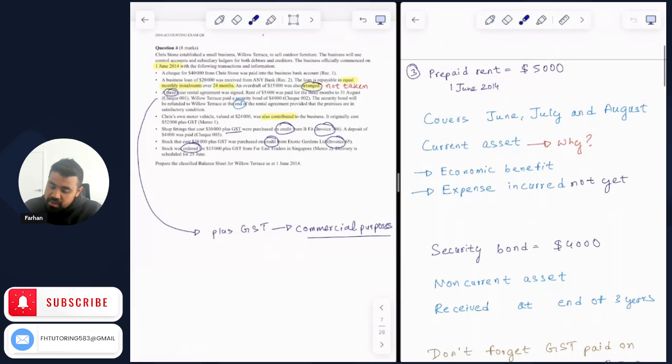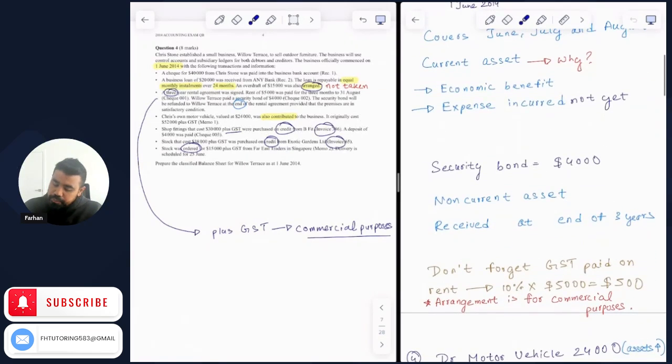So what about the security bond of $4,000? This forms the definition of a non-current asset because we are receiving this at the end of the next 3 years. So even in Australia, when you are renting a house, you have to pay a security deposit, right? So when your lease expires and you are about to move out, you can get that deposit back. So this is something similar to that, but this is for commercial purposes. And because the rental agreement is for 3 years, this security bond would be refunded back to the business at the end of 3 years.